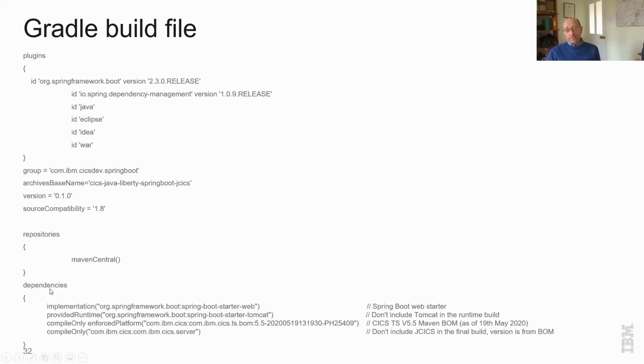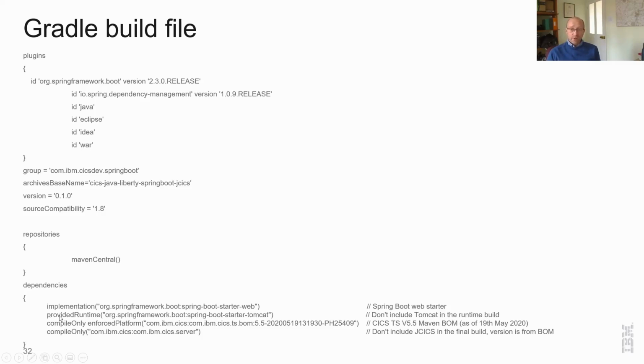And then we're going to look at dependencies. And here we have the actual dependencies. So we're going to say we're going to use Spring Boot, the Spring Boot web package. So we name the Spring Boot web package. We're going to name a dependency on the Spring Boot starter Tomcat, but we don't want to include it in the build because we don't need Tomcat in the runtime because Liberty will provide our Java EE.